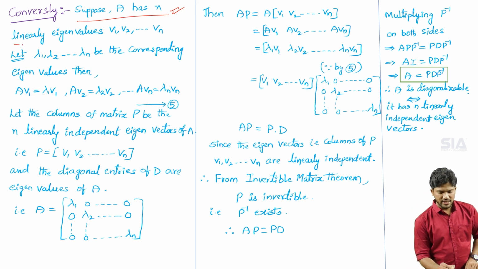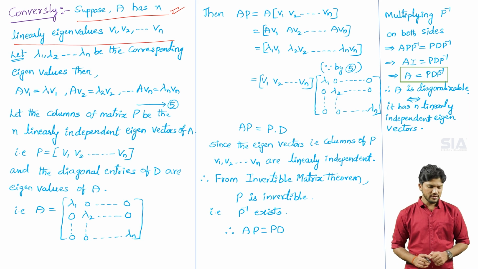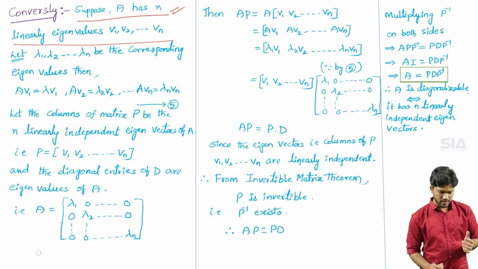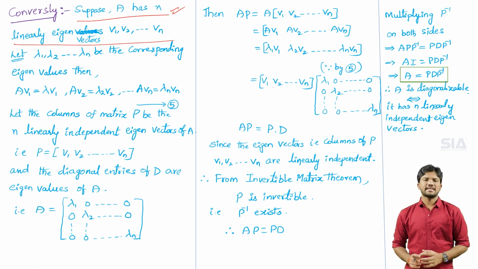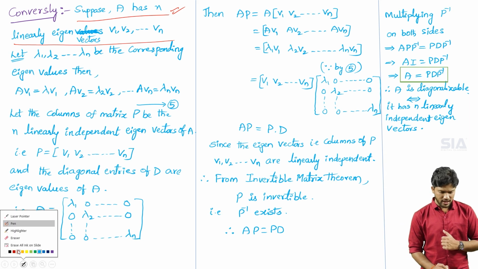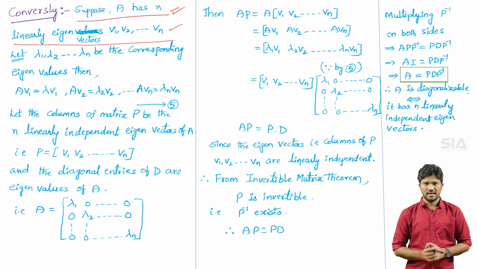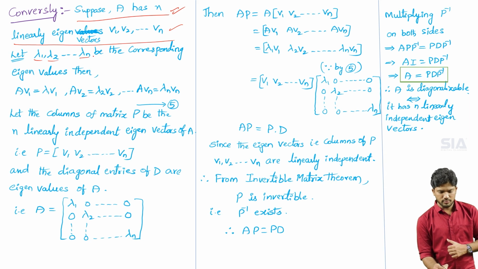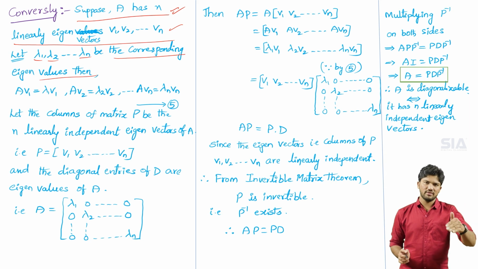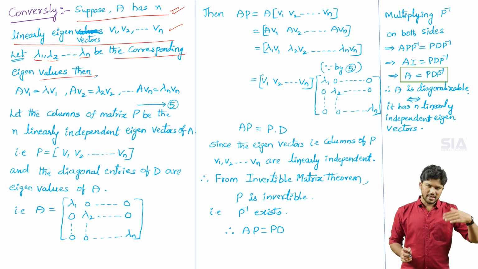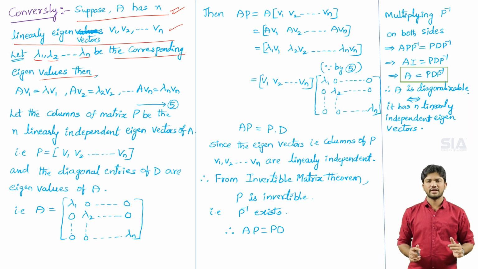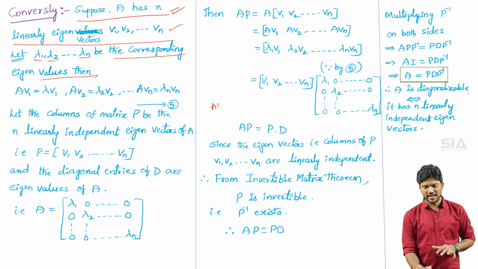Suppose capital A has n linearly independent eigen vectors, not values. Okay, so suppose capital A has n linearly independent eigen vectors. Those eigen vectors are v1, v2, up to v suffix n. Let lambda 1, lambda 2, up to lambda suffix n be the corresponding eigen values. Whenever you take eigen vectors, the corresponding eigen values also exist automatically. Now with the help of these eigen values and eigen vectors we have to prove that capital A is diagonalizable.